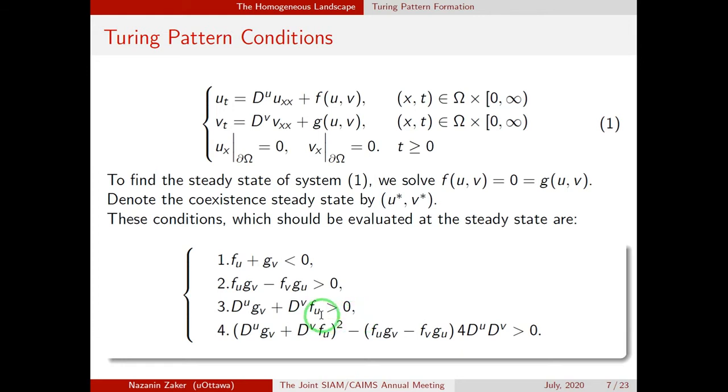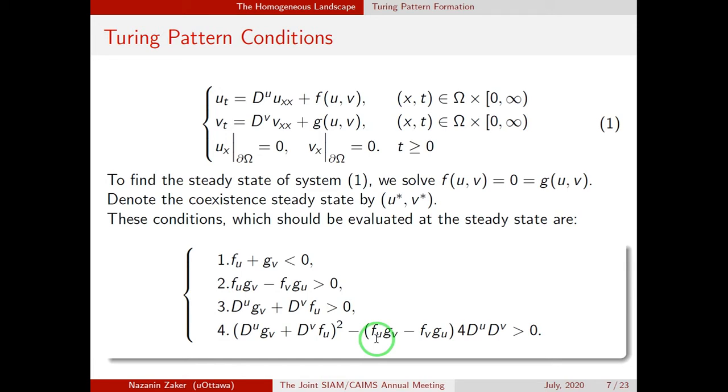For the last two conditions, the threshold value for the ratio of dV over dU, which is the ratio of the diffusion of our inhibitor over activator, gives us the value of a critical diffusion. Once this ratio is greater than the critical diffusion, it satisfies these last two inequalities, making sure that we have enough movement to get patterns. So we generally have these four conditions to be evaluated at the steady state. Once all are satisfied, we can get Turing pattern formation for our model.